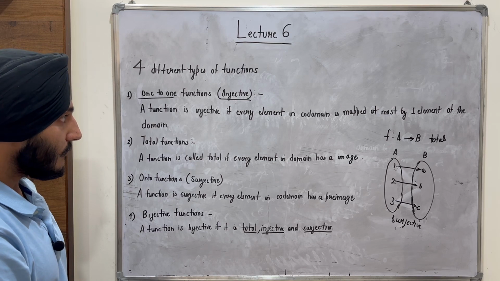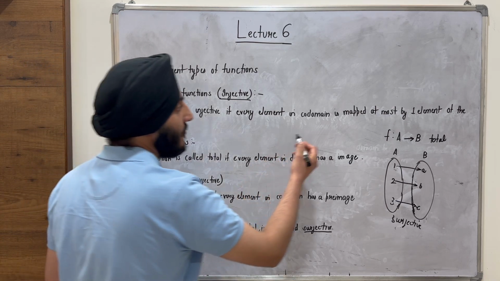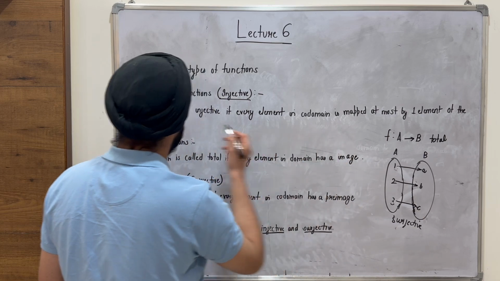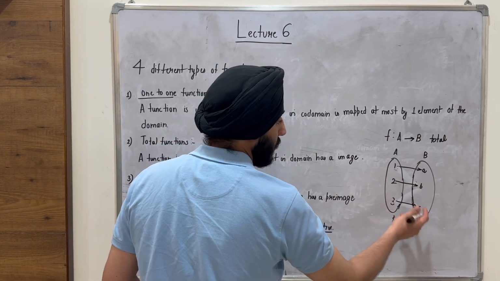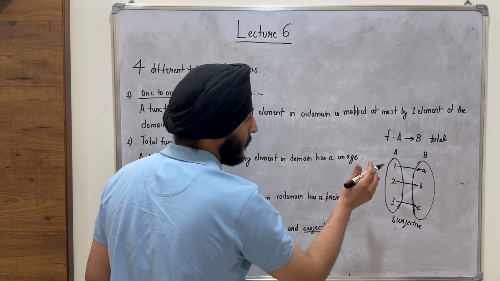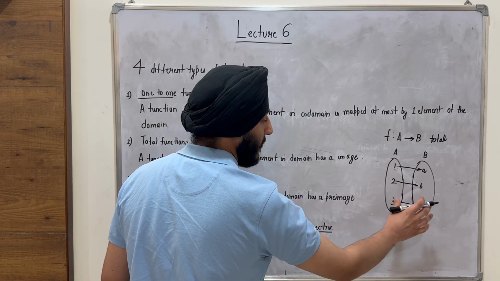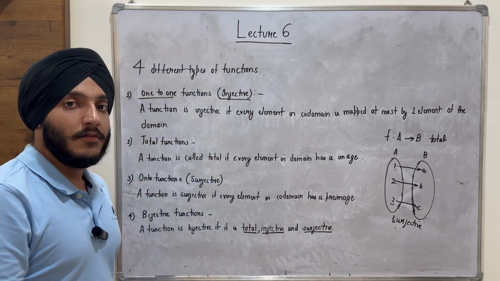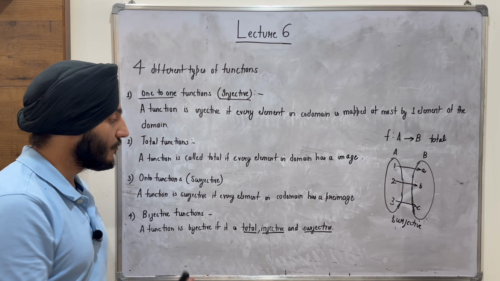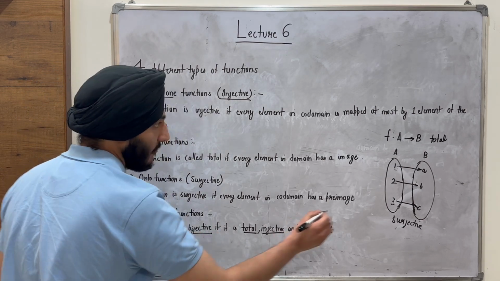Finally, I can see every element in this set is mapped by one element of the domain. 1 points to A, 2 points to B, 3 points to C. All the elements of the domain point to unique elements. Hence, I can say that this function is injective, surjective, and total. So this is going to be a bijective function.